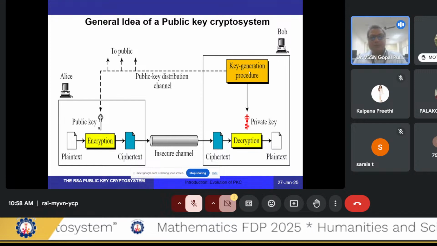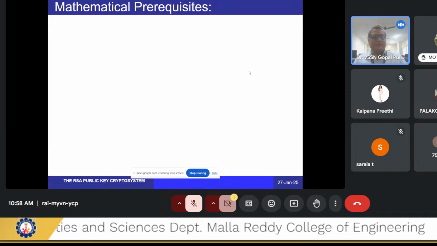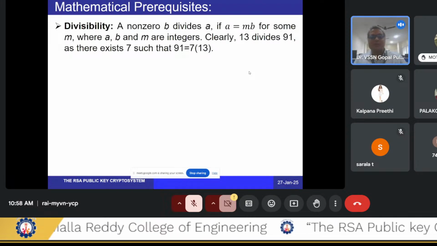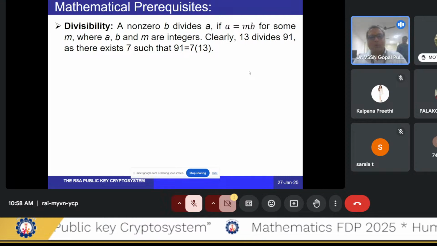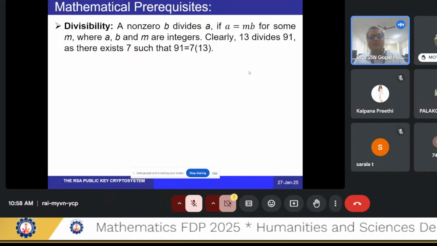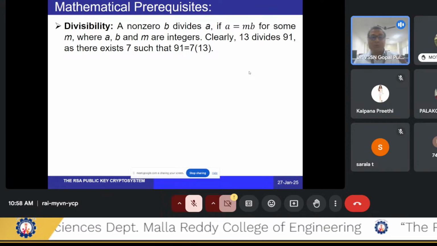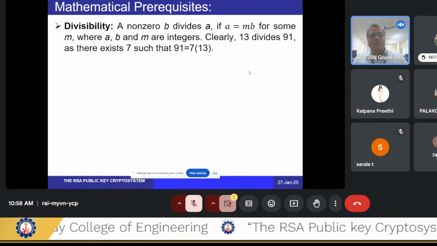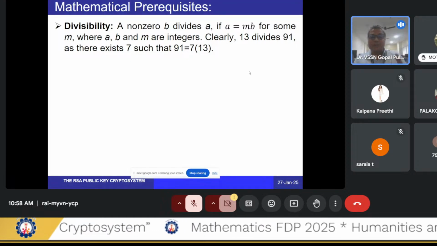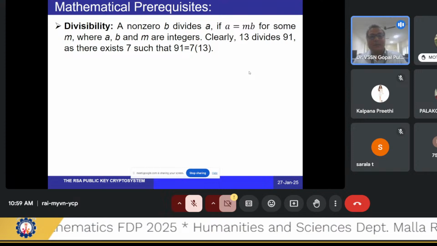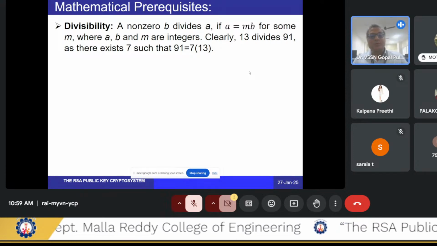We now go with some mathematical prerequisites. I hope many of these are familiar to you, but in order to brush up once, I considered the basic mathematical prerequisites. Those who have a sound knowledge of number theory can easily follow, and the others who are interested in this fascinating area, cryptography, can have a glimpse of this. The first is about divisibility.